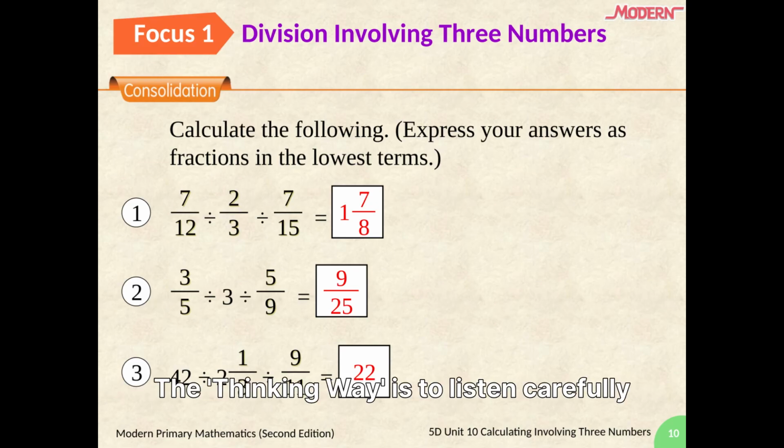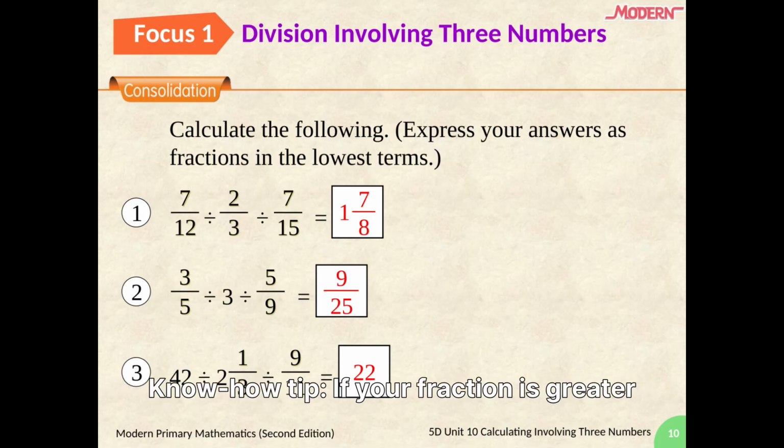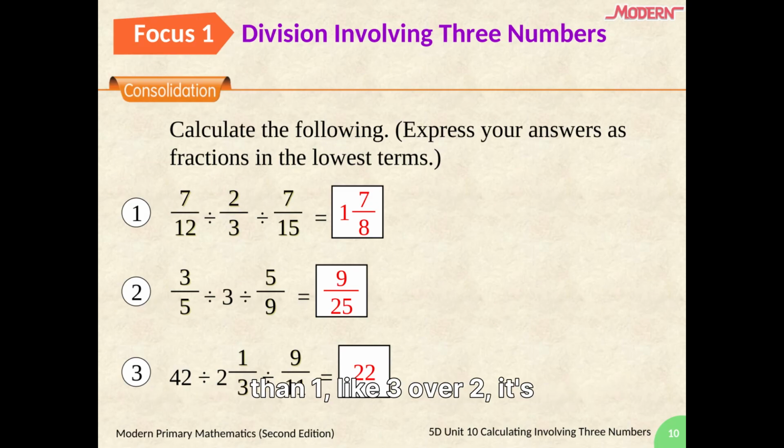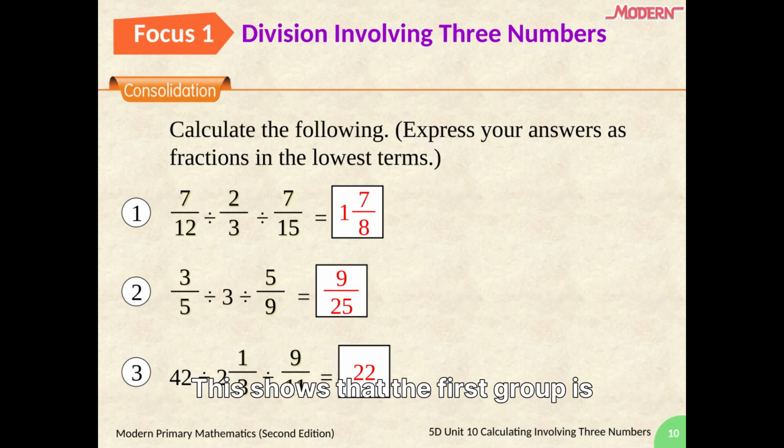The thinking way is to listen carefully to the word of. Whatever follows of is usually your denominator. Know-how tip. If your fraction is greater than 1, like 3/2, it's usually expressed as an improper fraction in ratios. This shows that the first group is 1.5 times larger than the second.